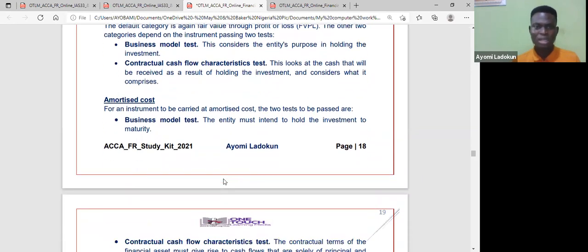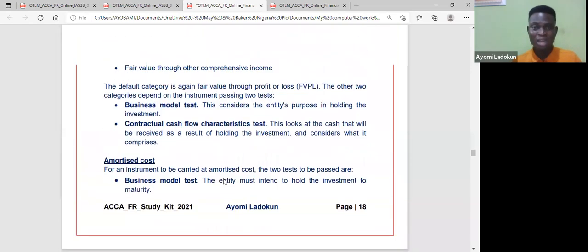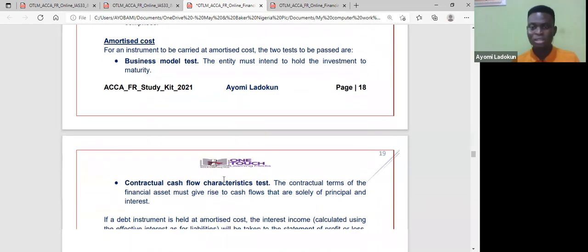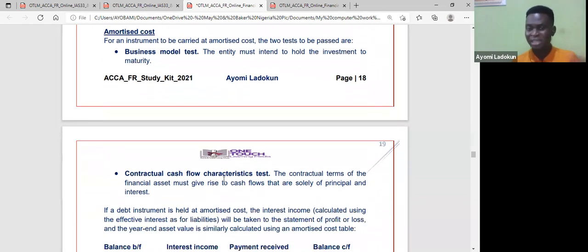Now, for an instrument to be carried at amortized cost, it must pass two tests. That's your business model test and the contractual cash flow characteristics test. The entity must intend to hold the investment to maturity. So that's the business model test. Before I can classify it as amortized cost, I have to hold it to maturity. Then the contractual cash flow test is that the contract terms of the financial asset must give rise to cash flows that are solely payments of principal and interest.